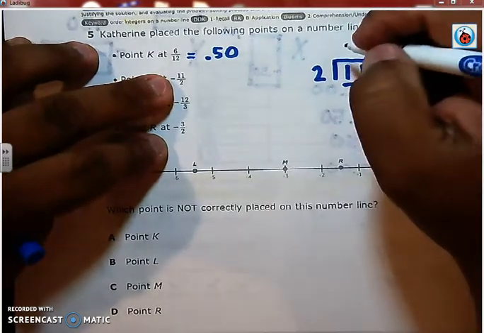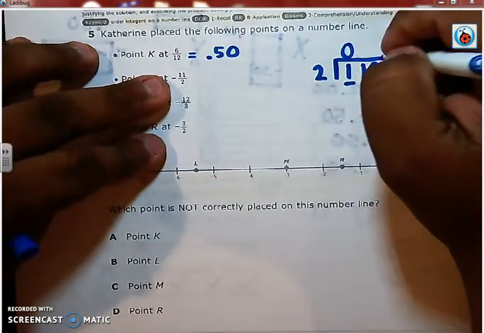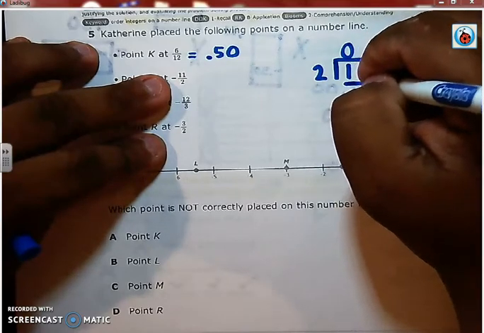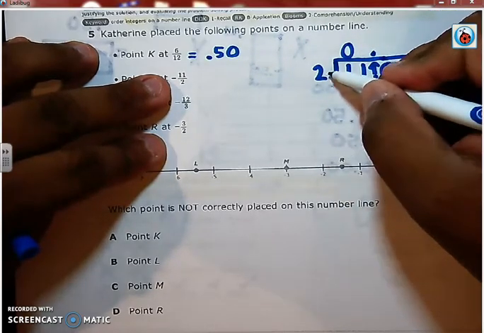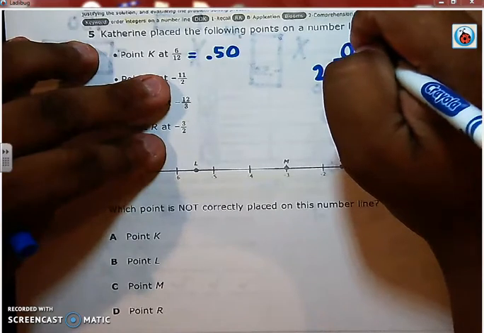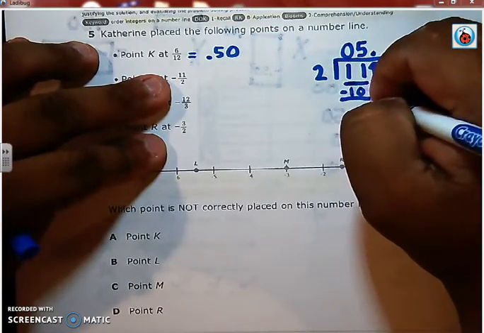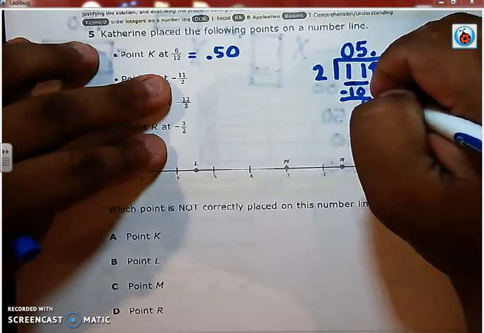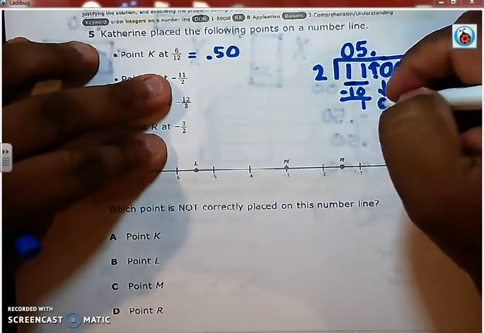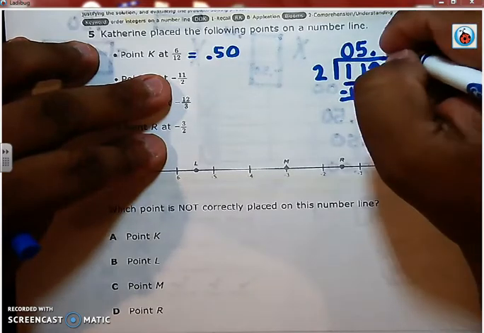I have 1 controller. Can 2 people play? No. I have 11 controllers. Can 2 people play? Yes. They can play 5 times. 5 times 2 is 10. Sister subtract. Brother bring down. I have 10 controllers. Can 2 people play? Yes, 5 times.